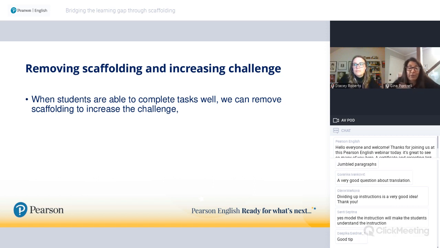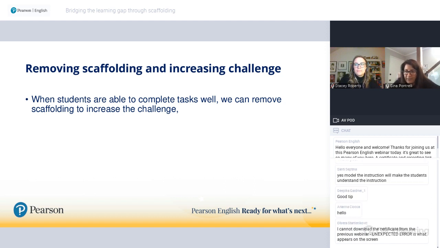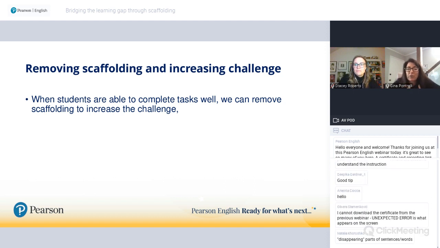For example, we might scaffold learning providing images or flashcards in English when students complete exercises or interactive language tasks. And then when students have internalized this vocabulary and we see that they're meeting the tasks, we can remove the visual reference and challenge students to remember the words they need, or even to remember other words that they may know to fill in those gaps.